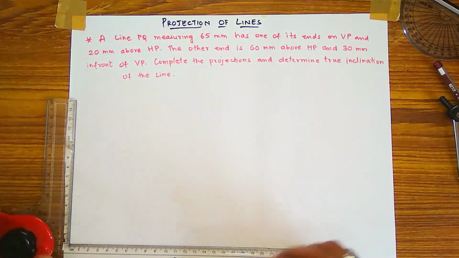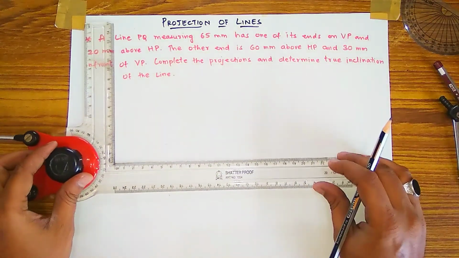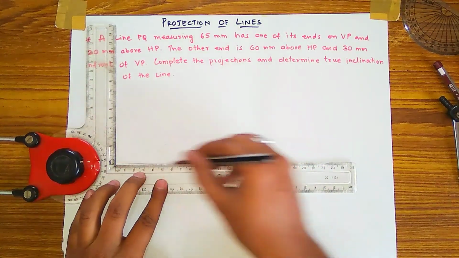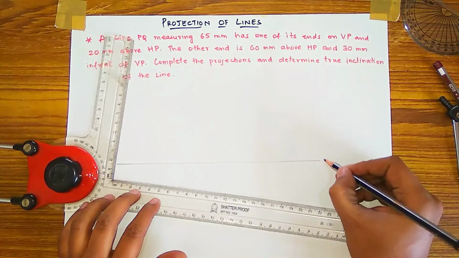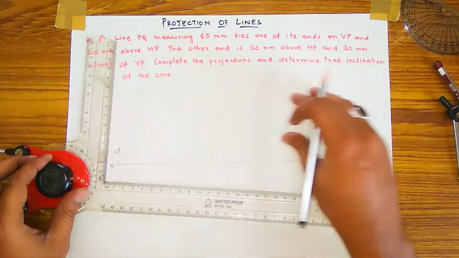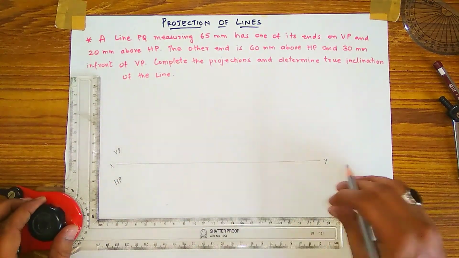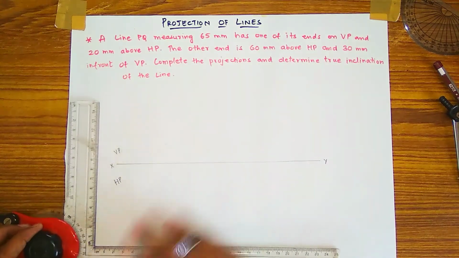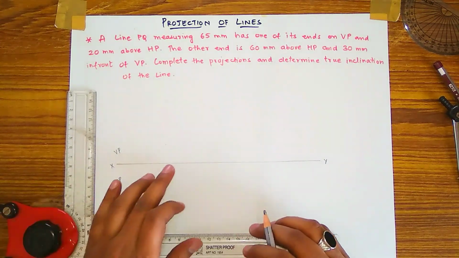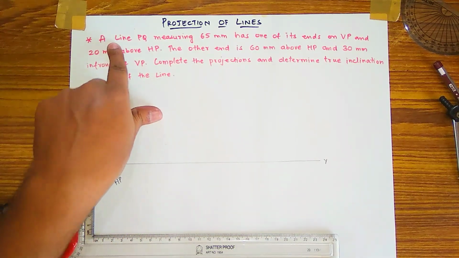Inclination means angle. So before starting this question, first you have to draw a reference line, the XY line, like this. This is the XY line, the reference line, and upward will be the vertical plane VP and downwards the horizontal plane HP. Then you have to see how much the line is up and down in the given question. First you have to see the question.